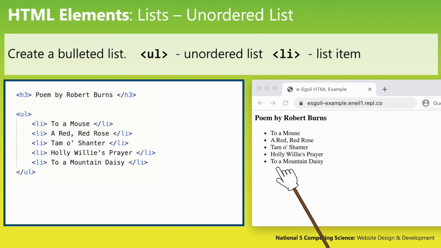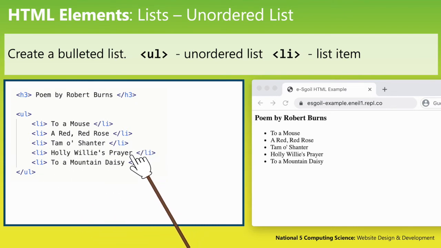In order to create an unordered list, we must use the UL tag. And then all the items within our list are included inside that UL tag and are inside their own LI tag. LI standing for list item. So we have UL to create an unordered list, and then we have LI to create each of the bullet pointed items.